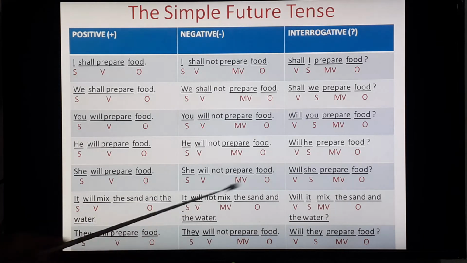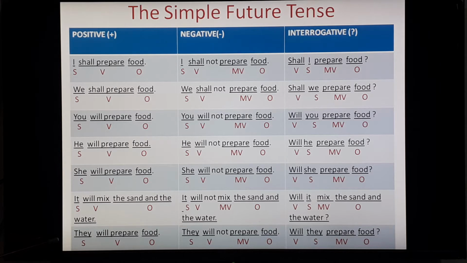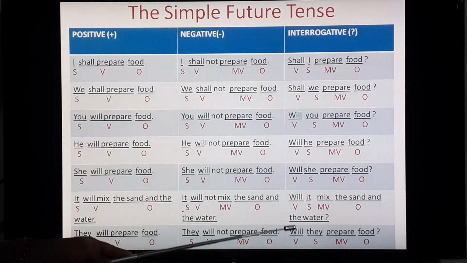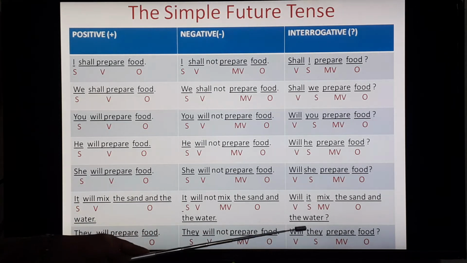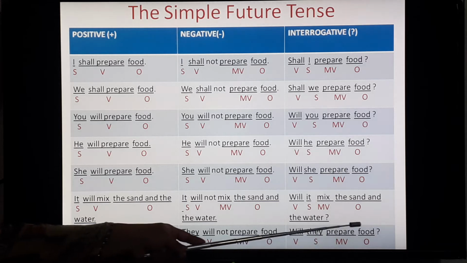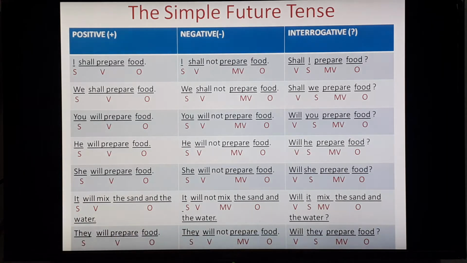Put question mark. Third person plural, they will prepare food. They, subject, will prepare verb, food object. Negative formation, they will not prepare food. Immediately after auxiliary verb you have to put not. They, that is the subject, will, auxiliary verb, not is given because negative sentence, prepare main verb or V1 or base form, food object. Interrogative, will they prepare food, will, verb, they, subject, prepare main verb, food object, and then put question mark.